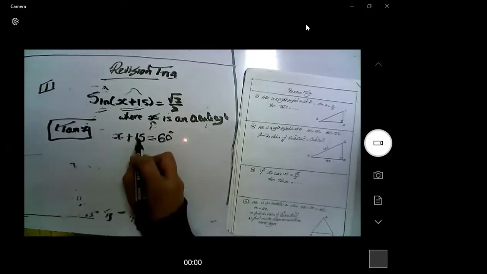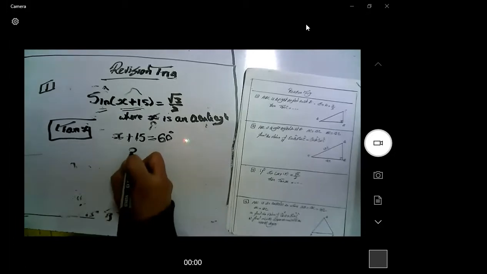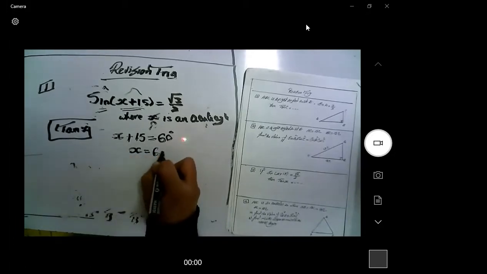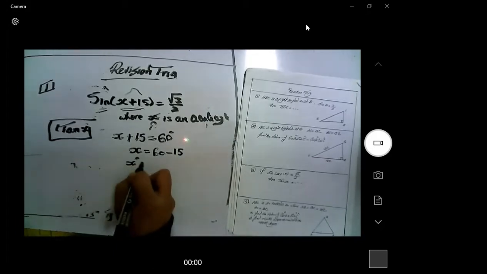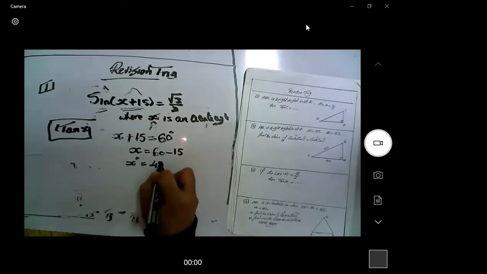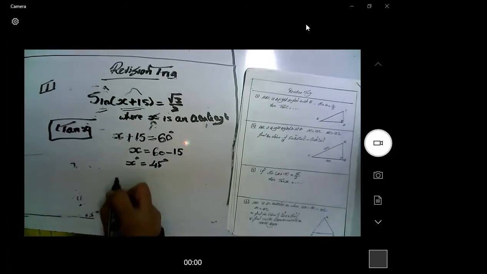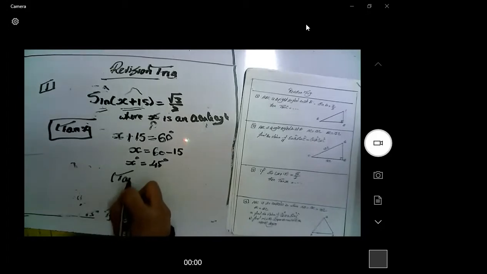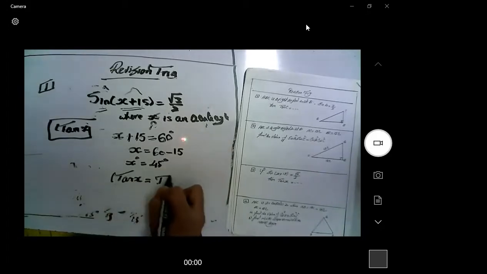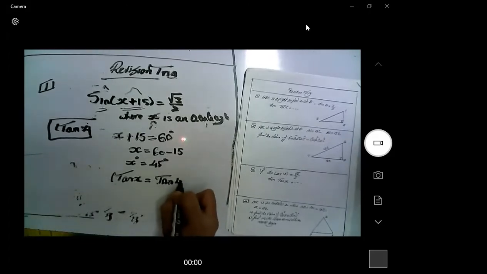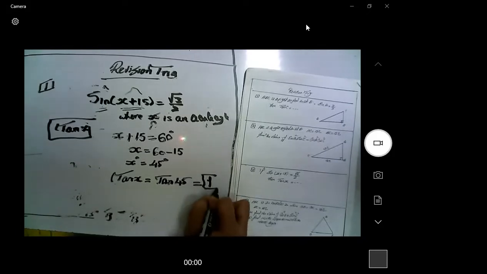The question is to get tan x. Find the measure of x first. Then x equals 60 minus 15. Then x in degrees equals 45 degrees. But we want to get tan angle x. Then tan angle x equals tan 45. You know that tan 45 equals 1. Then this is the final answer: tan x equals 1.